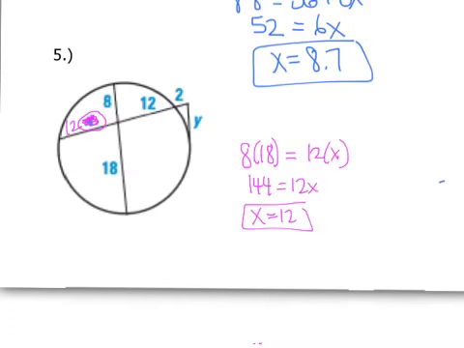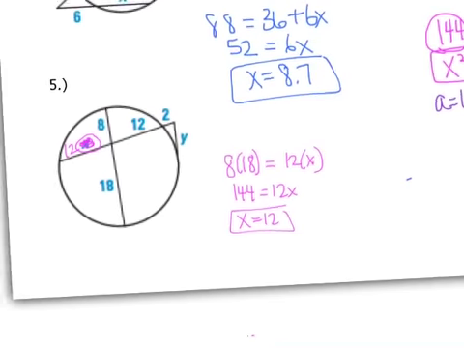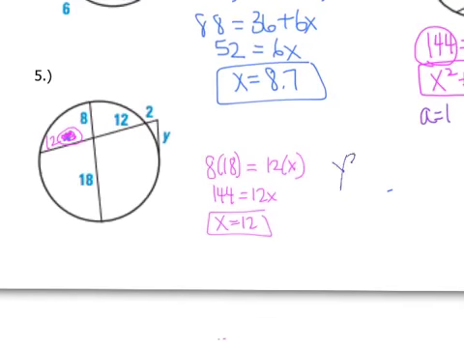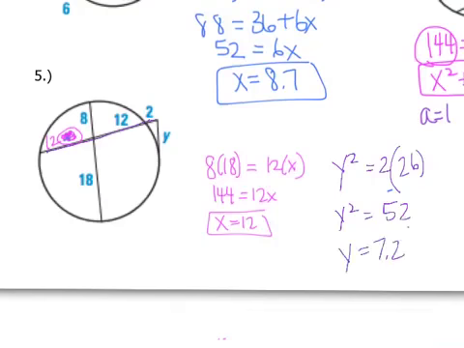And now we can solve for y, so we have a tangent. We'll take the tangent segment squared equal to the outside part times the whole thing. So that would be y squared equals the outside part times the entire secant segment, which would be 2 plus 12, which is 26. Multiply 2 and 26 is 52, and then take the square root of that. We can round to the tenth.